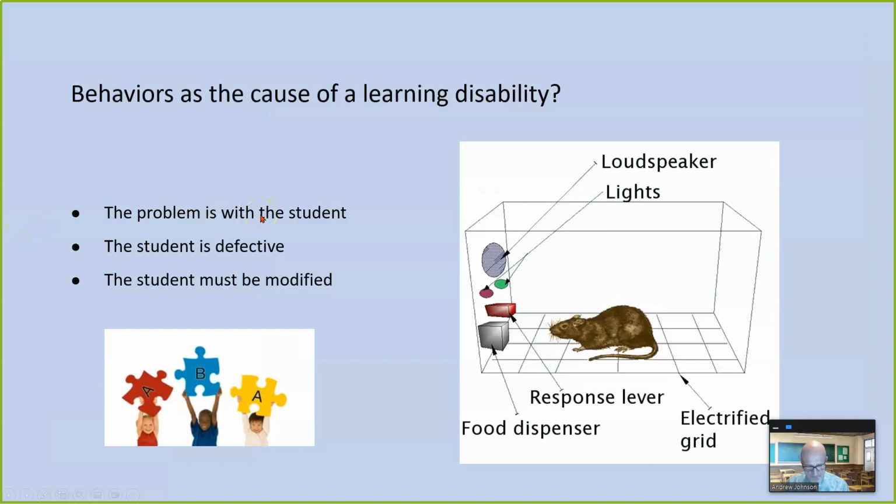Now, some will say that behaviors get in the way of learning. It's the behaviors that are the cause of the learning difficulties. If those darn students would just behave correctly, then they'd learn. The problem is with the students. The student is defective. The student must be modified or changed. So we began to see behaviors and behavioral interventions creeping into RTI. But don't be fooled. Once behaviors are included in RTI, it's no longer RTI. It's something completely different, like MTSS, multi-tiered systems of support.